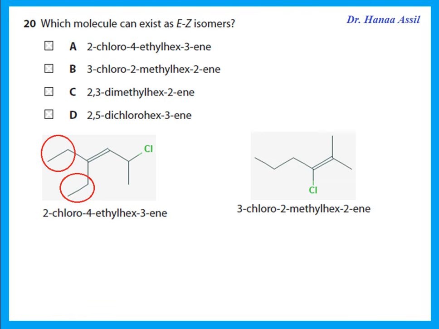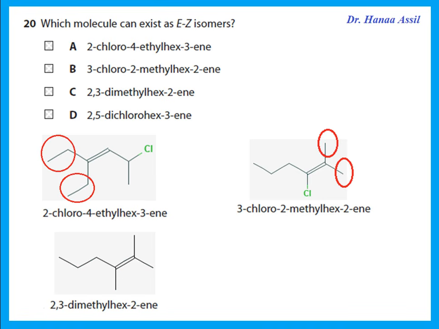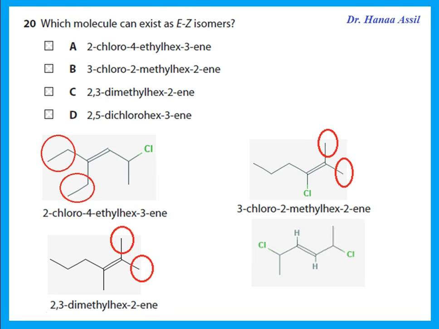What about 3-chloro-2-methyl-hex-2-ene? Can you see the structure? Now, will this form EZ? Again, it has a double bond, but one of the carbons has similar groups attached to it, so this will not give an EZ isomer. This one, 2,3-dimethyl-hex-2-ene, again double bond, but similar groups on one end. If we draw 2,5-dichloro-hex-3-ene, yes, we have a double bond, and we have different groups attached to each of the carbons on the ends of the double bond, so this will give EZ isomers.